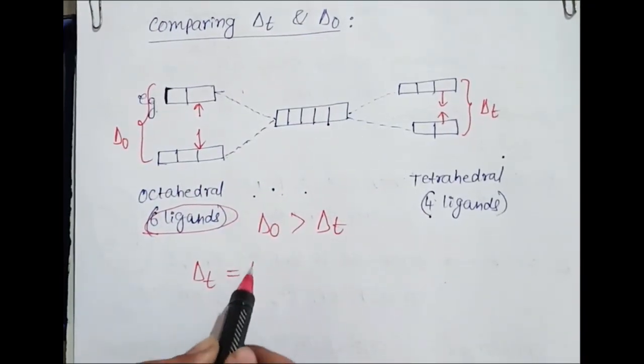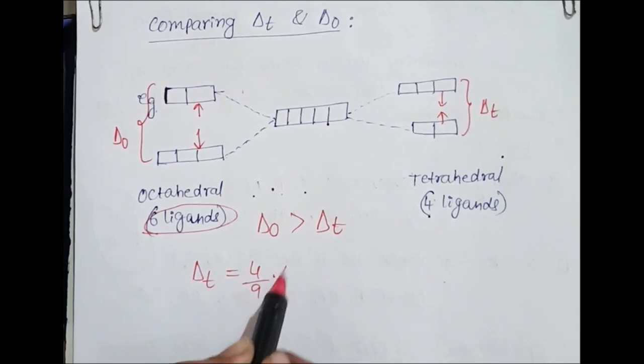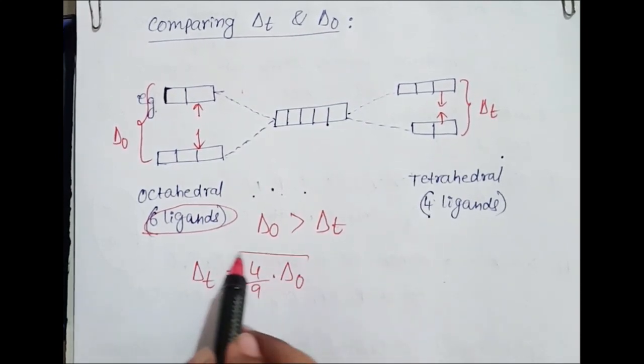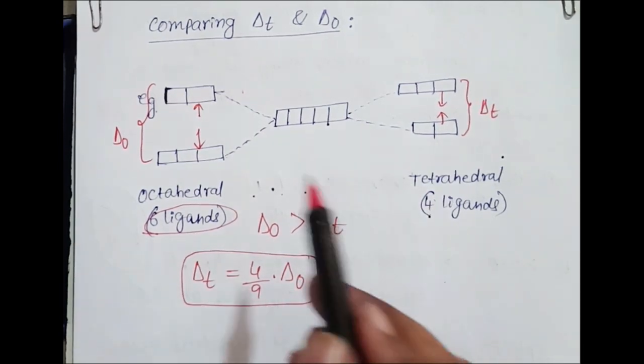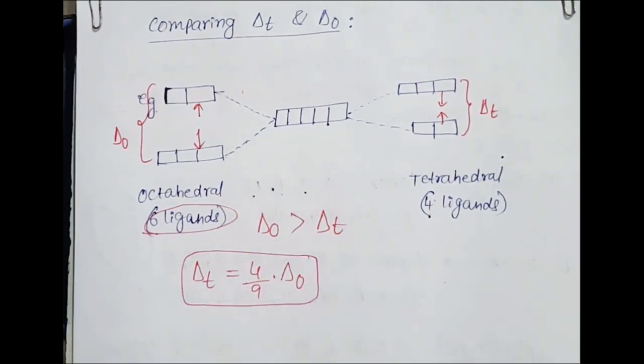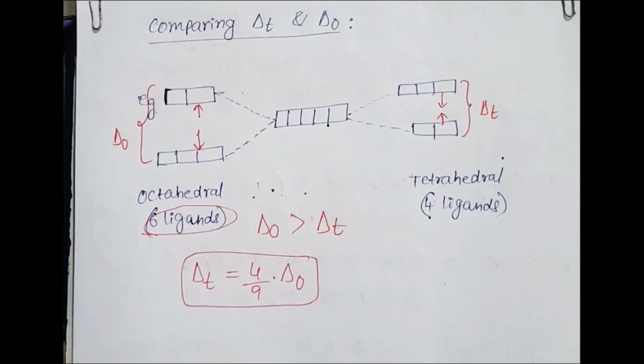There is a relation between del O and del T. So del T is equal to 4 by 9 times del O. It is an experimental value, so you can just remember this. This is del T and del O. This is all about tetrahedral system classification.